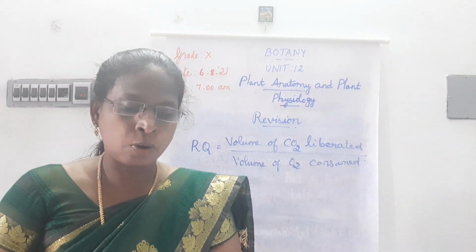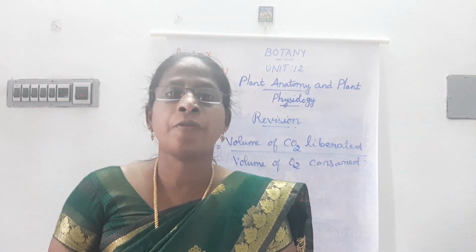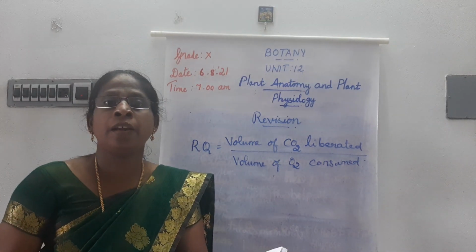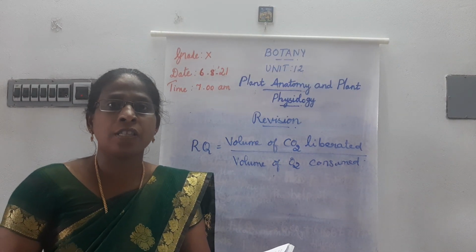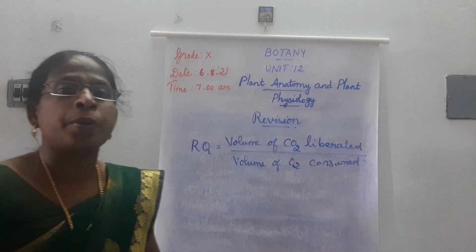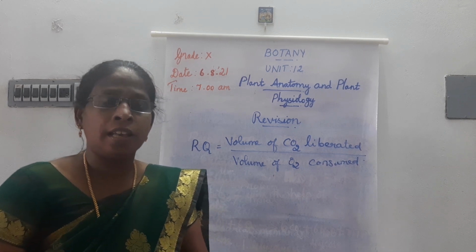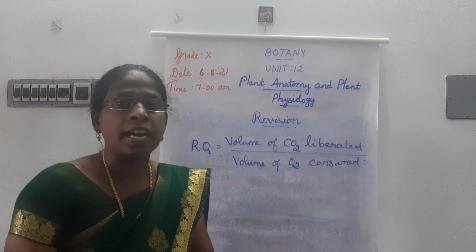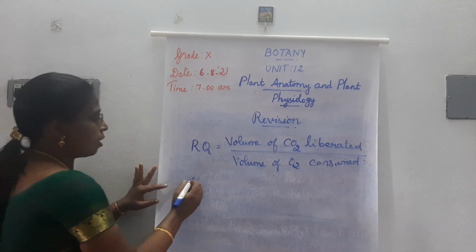Okay, next question: write the reaction for photosynthesis. We already studied the definition of photosynthesis. The raw materials used for photosynthesis are carbon dioxide, water, and sunlight energy. In this way we can write the reaction for photosynthesis.